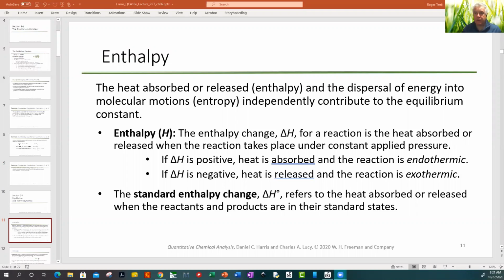One of these is called enthalpy. And enthalpy, you may recall, is the heat absorbed or released when a reaction takes place under constant pressure, right? You think, where did they get this? Constant pressure, why? Well, constant pressure is one of the extremes of an engine. If you have a reaction that takes place in a piston and it releases heat, it makes steam or something, right?